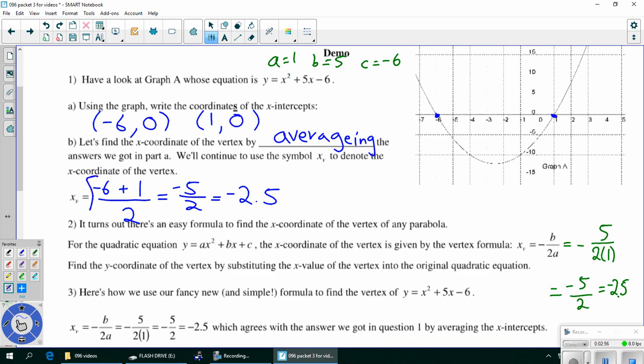Here we had to find two x-intercepts, which is supposed to be harder than it was, but we got lucky with having the graph in front of us. And then we average them. But look, all we have to do is this snazzy little formula. The x-coordinate of the vertex is negative b divided by 2a, and we've got it.